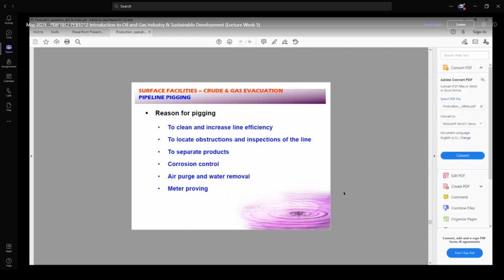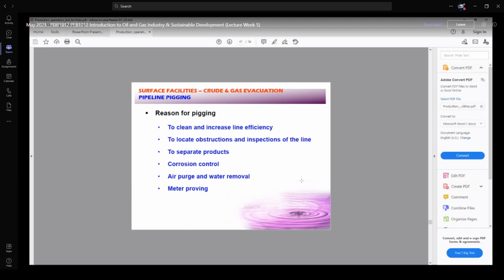Okay, let's talk about pipeline pigging. Pigging is just a maintenance job, right? It is used to clean the pipeline and increase its efficiency. With the passage of time, contaminants settle in the pipeline, right? Which reduces the volume flowing through that pipeline.